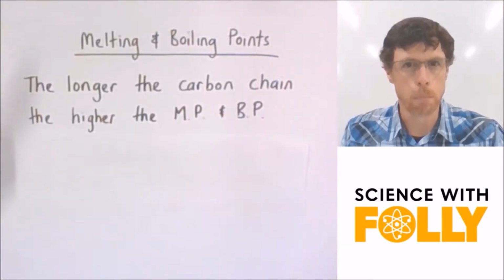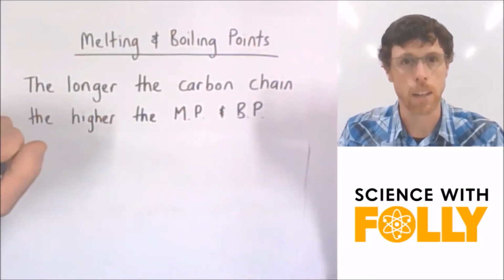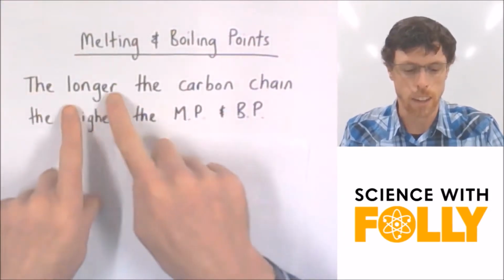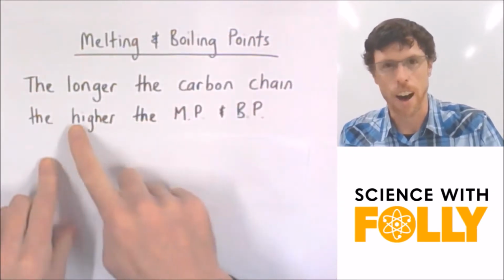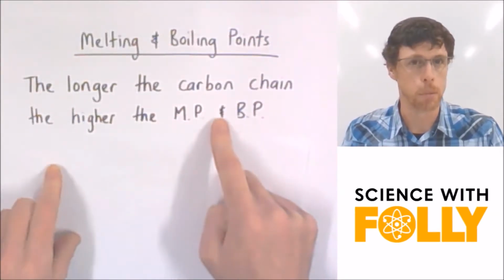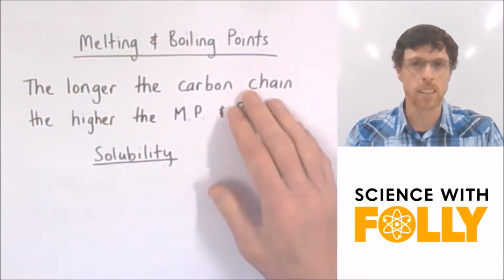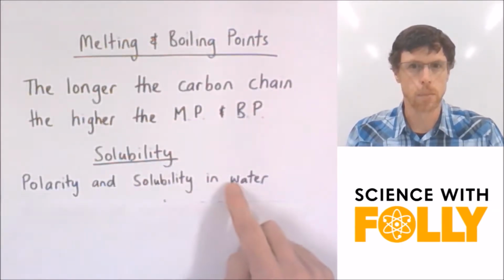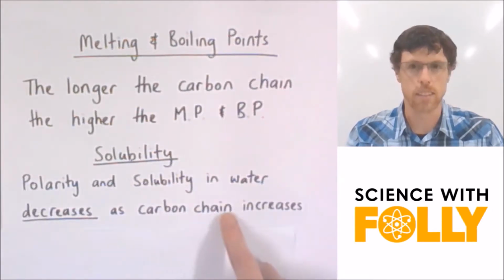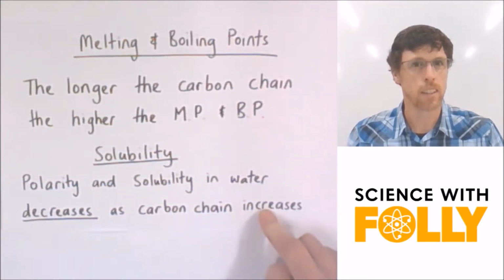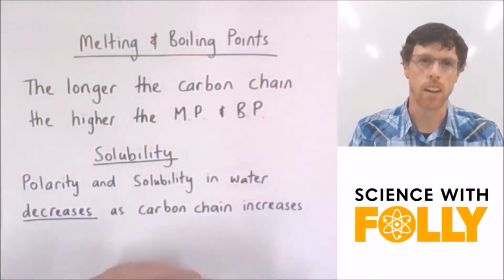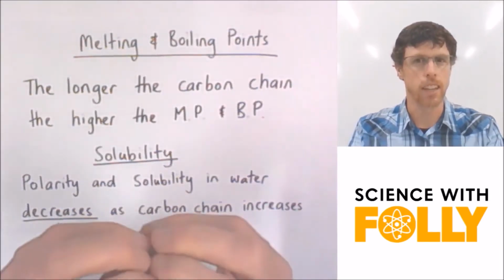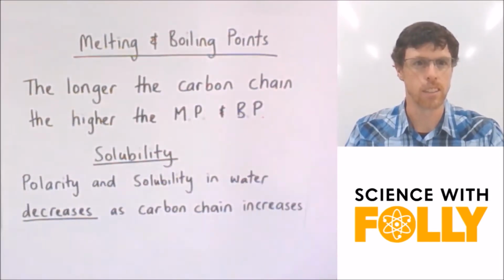Regarding melting and boiling points, alcohols are similar to other organic compounds. The longer the carbon chain, the higher the melting and boiling point. Also regarding solubility, polarity and solubility in water decrease as the carbon chain increases. That is because the hydroxyl group has less effect as the carbon chain increases.